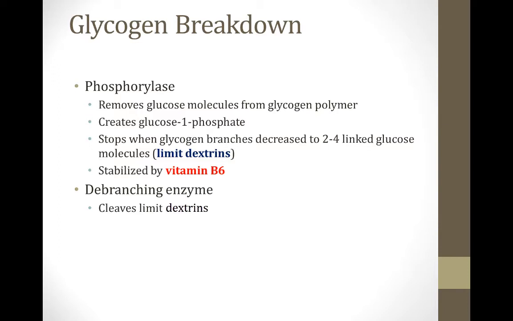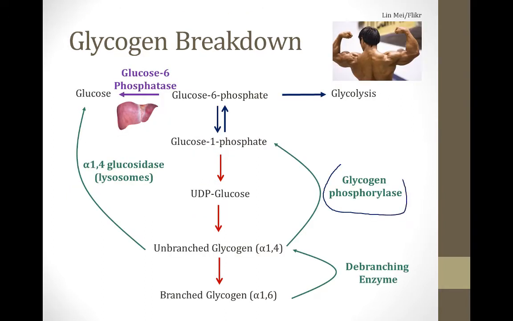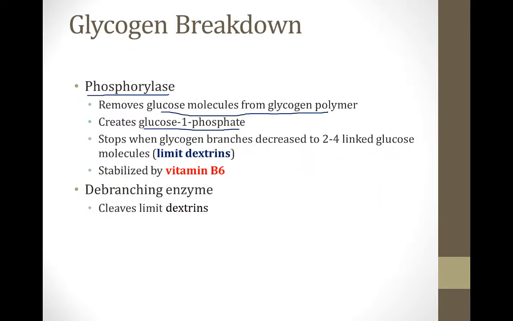Now, let me talk in a little bit more detail about the two enzymes that break down the glycogen polymers. The first enzyme is called glycogen phosphorylase, and as we saw before, this removes glucose molecules from the glycogen polymer and creates molecules of glucose 1-phosphate. If we go back to the previous slide, glycogen phosphorylase is here, breaking down those 1,4 linkages into glucose 1-phosphate. The problem is glycogen phosphorylase stops when glycogen branches decrease to 2 to 4 linked glucose molecules. These are structures called limit dextrins, which I'll show you in a minute.